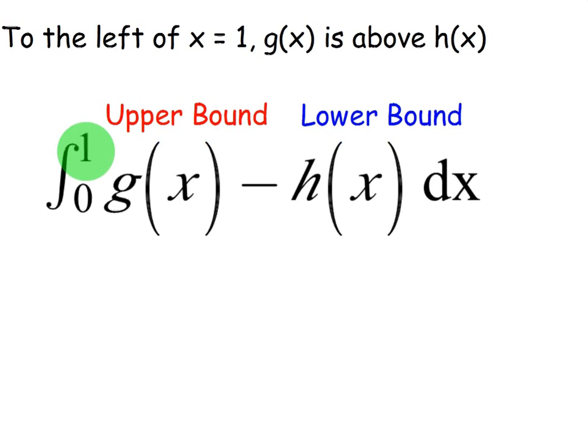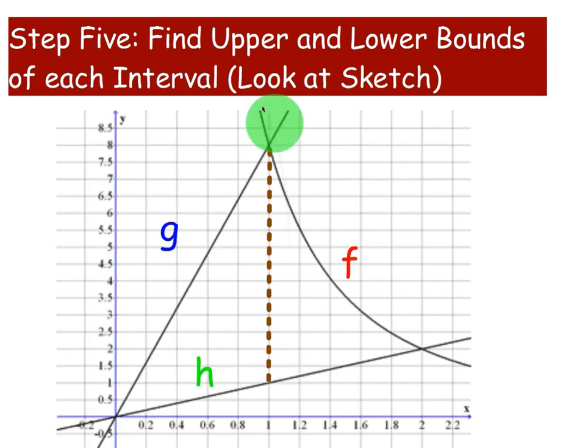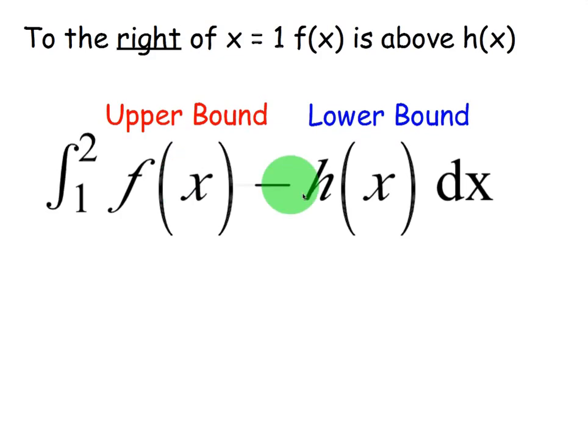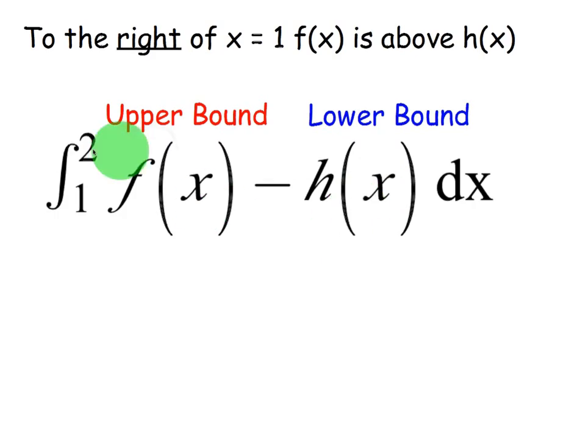All right, so the next interval changes. Your upper bound becomes f of x, which is your 8 over x squared. And your lower bound stays the same. It's still y equals x right here. So it would be f of x minus h of x, and that goes from 1 to 2.